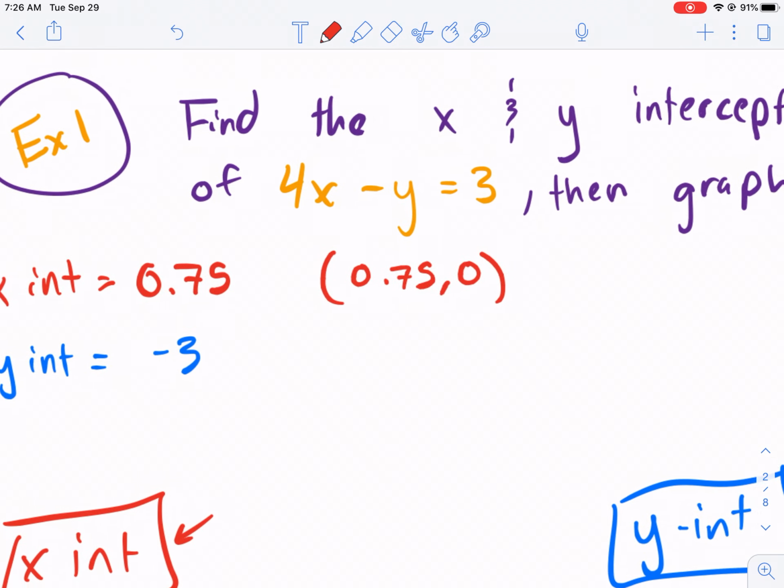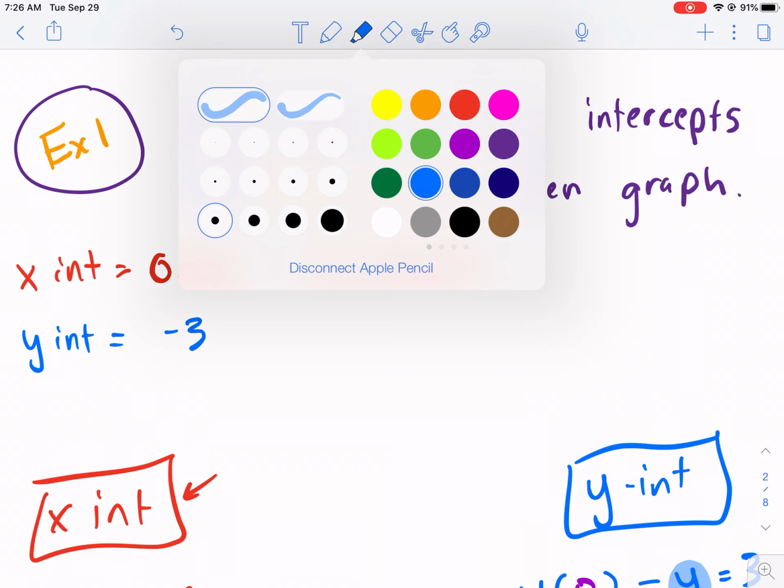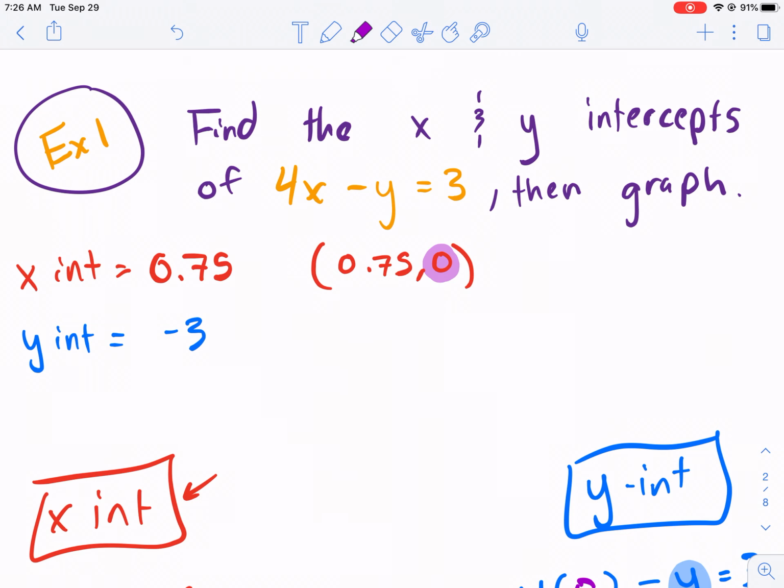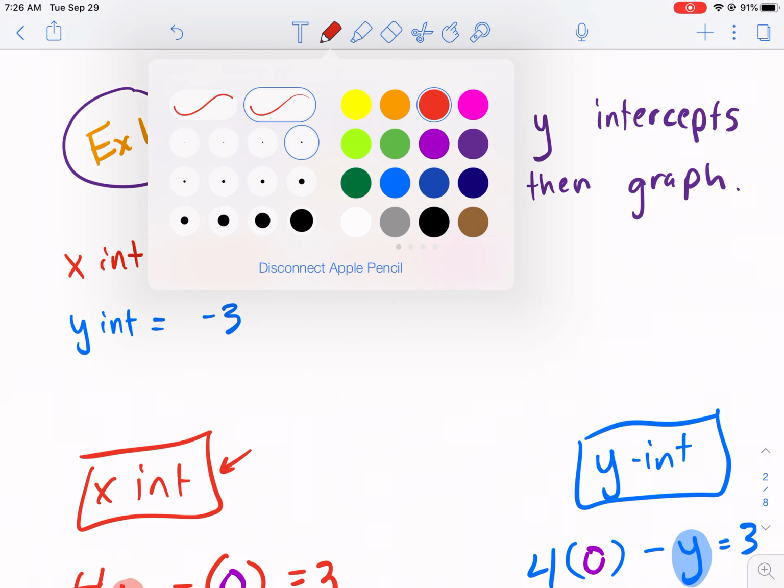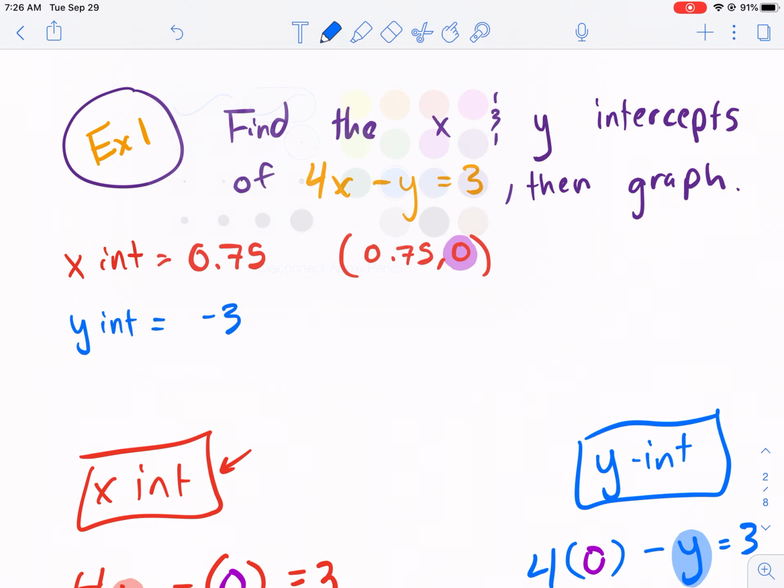Anytime it's an x-intercept, the y value equals 0. Keep in mind that we plugged it in there, okay? We plugged in 0 for y. Now for our y-intercept, we plugged in 0 for x. So that is the location.